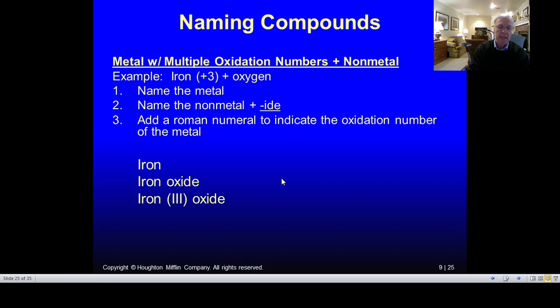is 3. Now, this name has a lot of information in it. If you were to try to write the formula using the name iron oxide alone, you wouldn't know whether to use iron as a +2 or iron as a +3. But when we have the full name, iron Roman numeral 3 oxide, and the way we say this is just iron 3 oxide, then we know to use 3 as the oxidation number. This does not mean use the third oxidation number listed. It means literally use 3 as the oxidation number for that metal, iron.